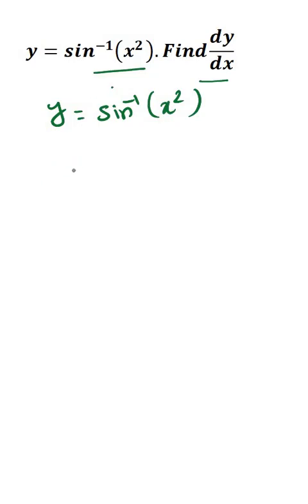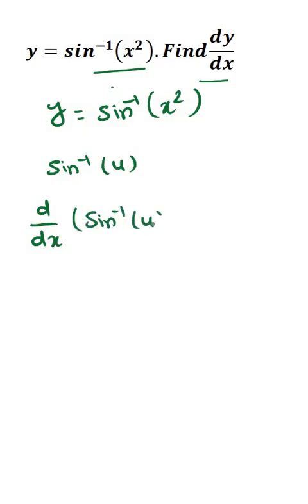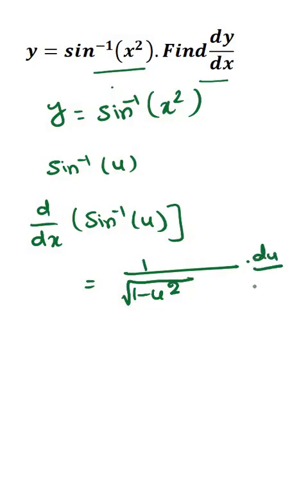Use the derivative of sin inverse u, that is, d by dx of sin inverse u is equal to 1 by square root of 1 minus u square, into du by dx.